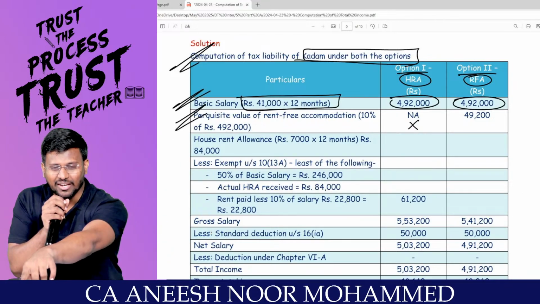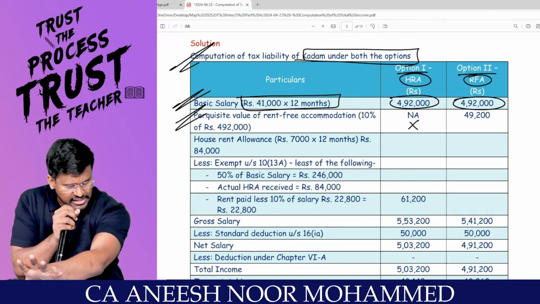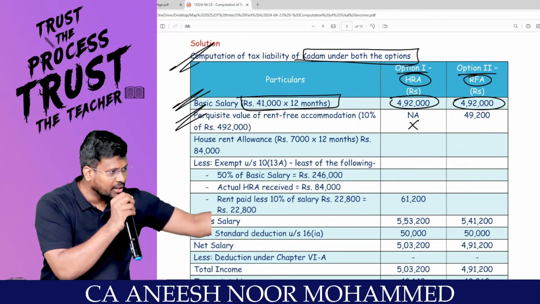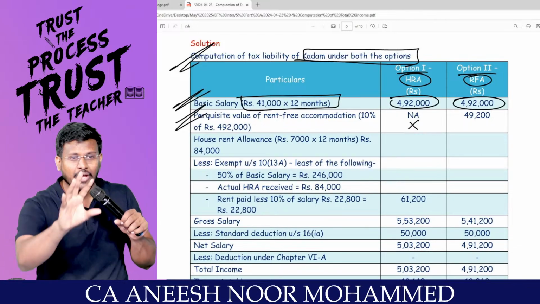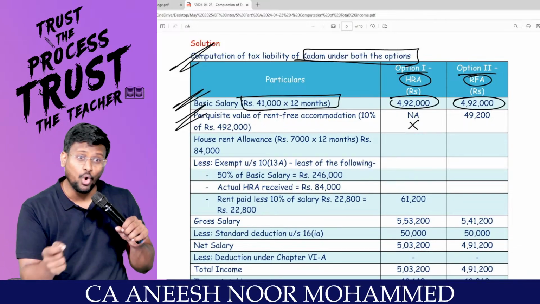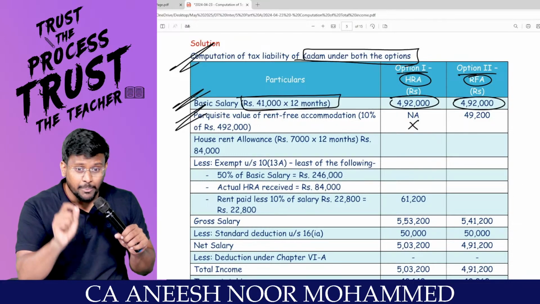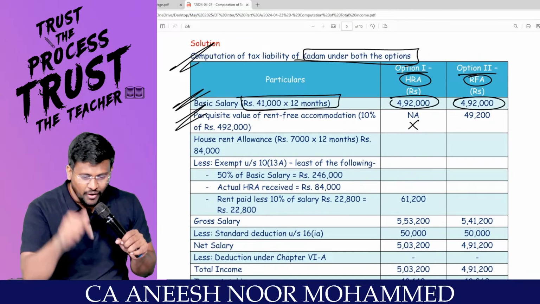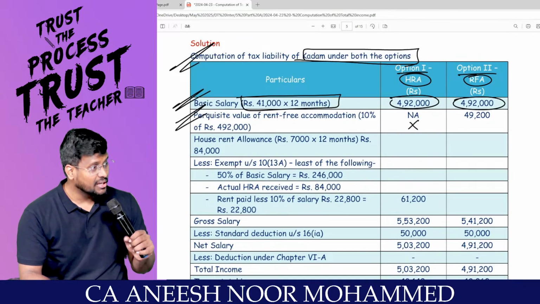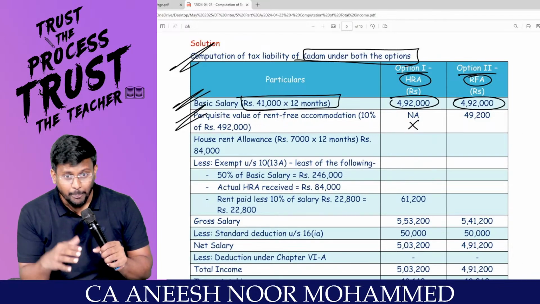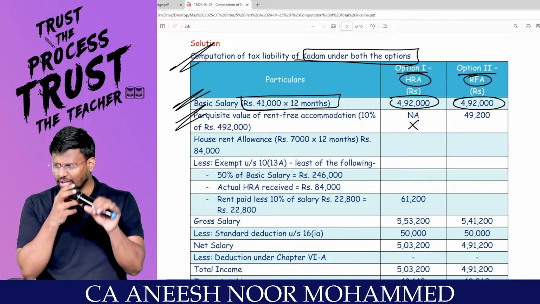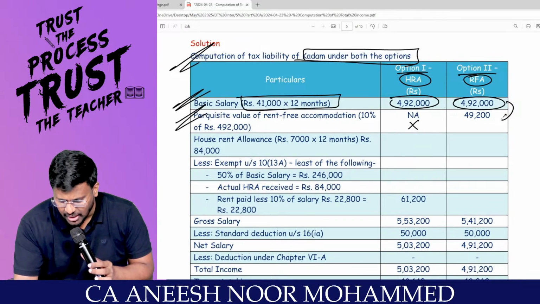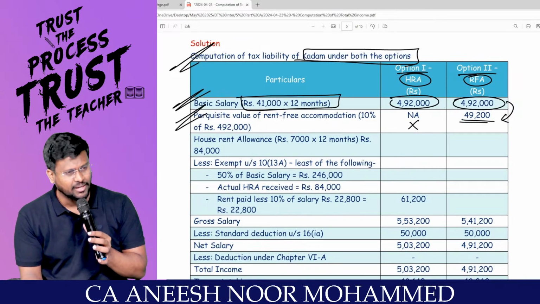Population may be less than 15 lakhs, population may be more than 15 lakh up to 40 lakh, or population may be more than 40 lakh. If it is less than 15 lakh, then 5% of the salary. More than 15 lakh up to 40 lakh, 7.5% of the salary. More than 40 lakh, 10% of the salary. Where he is staying? Delhi. Population is more than 40 lakh, metropolitan city, 10% of salary. 4,92,000 into 10% comes to 49,200, which is the value of the perquisite.